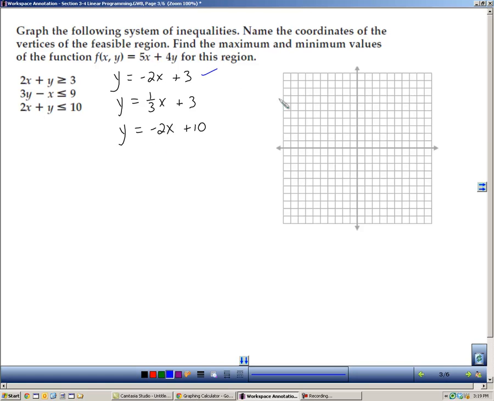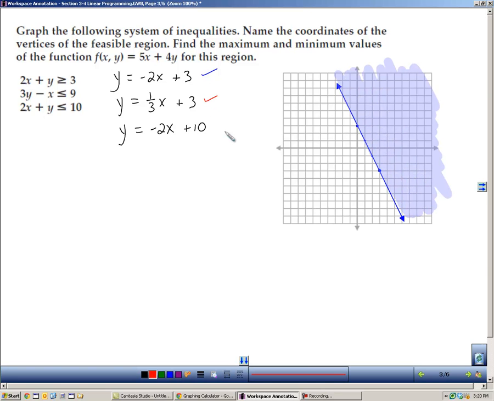So the first one we'll do in blue. 3 is my y-intercept. Slope is negative 2, so I'll go down 2 to the right 1, down 2 to the right 1. And because it is greater than or equal to, I'm going to use a solid line. If I plug 0, 0 into the original, I get 0 greater than 3. That's false. So 0, 0 is on the bad side, so I'm going to shade to the right of this line.